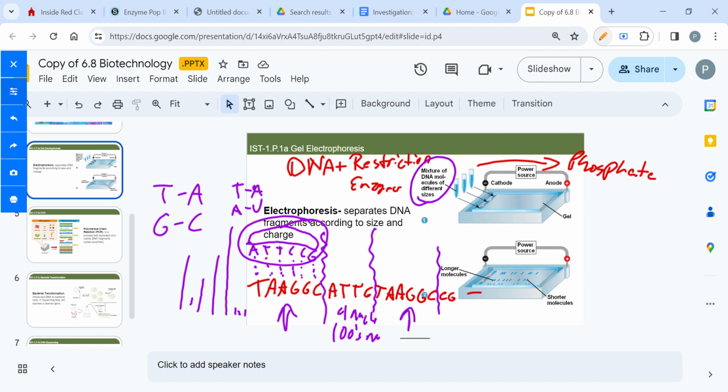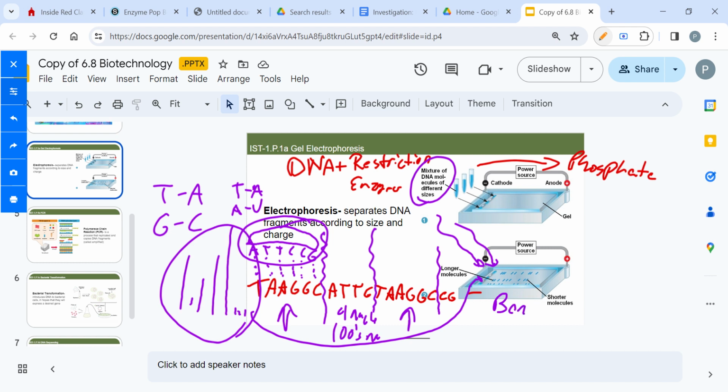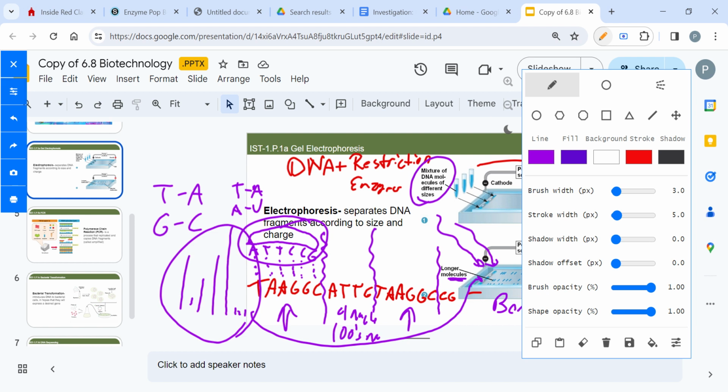all this cut up DNA is going to make its way into the wells, and that's sample one. Another sample is going to go into sample well two, and another sample is going to go into sample well three. And what you're going to see is this thing called a banding pattern over here. The banding pattern is how the DNA separates, and what happens is that the longer molecules, let me actually change the color so you can see the ones I'm talking about here.